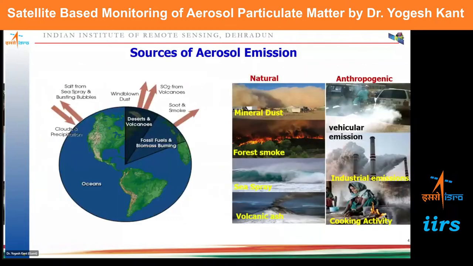As I said, the sources are natural as well as anthropogenic. As you know, most of the Earth's surface is covered by oceans, so the oceanic or sea salt aerosols are the primary source, and the highest concentration of aerosols comes from the oceans. Then the dust aerosols, of course, from the deserts and volcanoes, which produce a lot of dust and sulfate aerosols. Then there are fossil fuel and biomass burning, which are the anthropogenic sources. Humans use a lot of fuel and burn biomass, and they contribute to soot or black carbon types of aerosols.